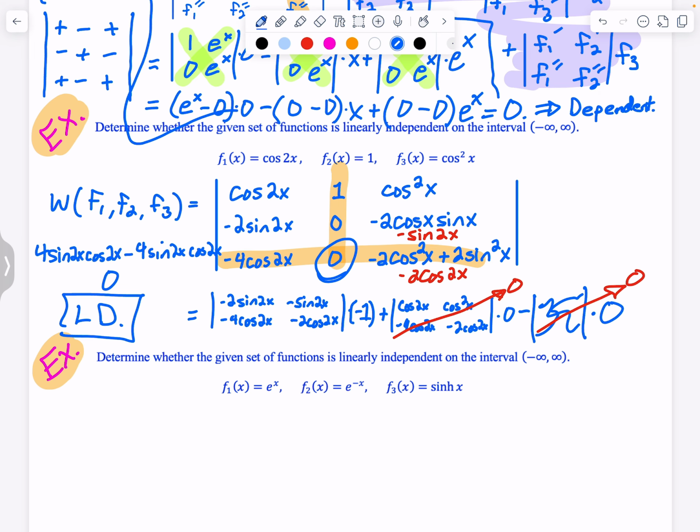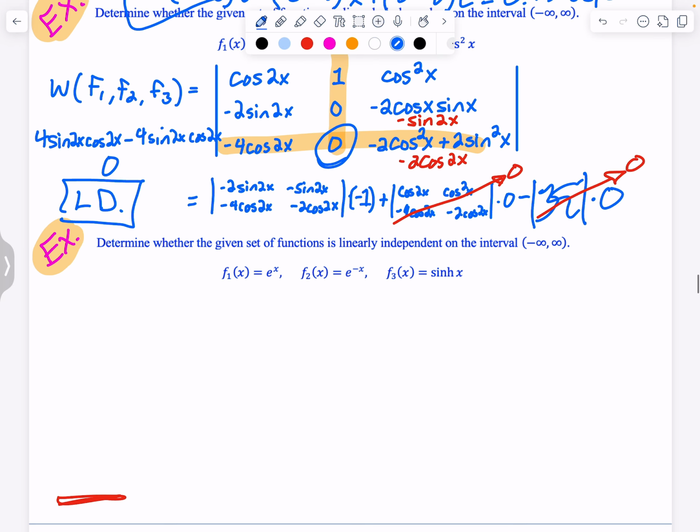If you get anything other than 0, they're linearly independent. Okay, we got one more here, and then we'll end the video here and move on to another idea. Given the set of functions, we're trying to figure out if they are linearly independent. So we're going to do a Wronskian again of f1, f2, f3.